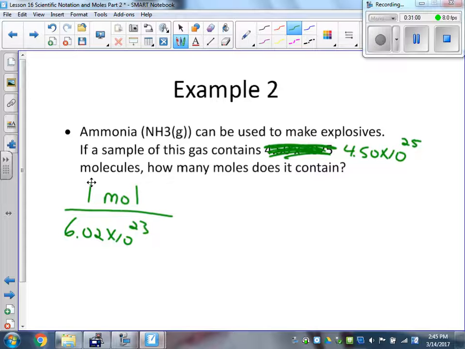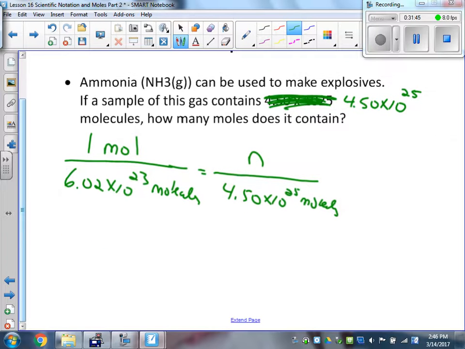It says if a sample of this gas has 4.50 times 10 to the 25 molecules, so I'm going to put down molecules here, because it says molecules in the question. If you want, you can put compounds. I don't think it really matters in the big scheme of things. But if I had 4.50 times 10 to the 25 molecules, I want to put that on the bottom. If you flip this over, you've got to flip that over too. We want to keep it the same. And quite often, guys, N actually represents the number of moles. So the letter N represents moles, in case you're wondering.